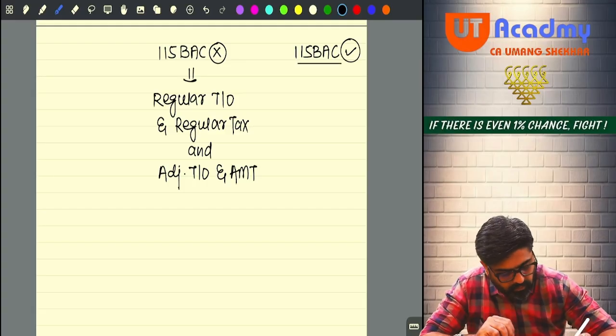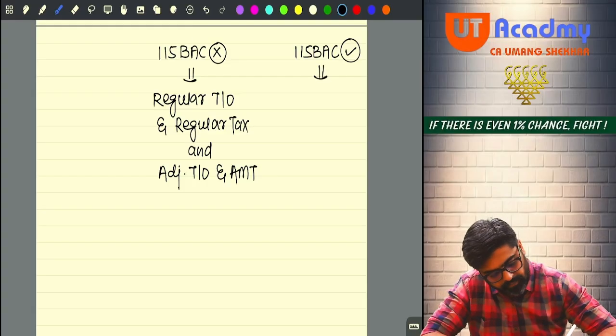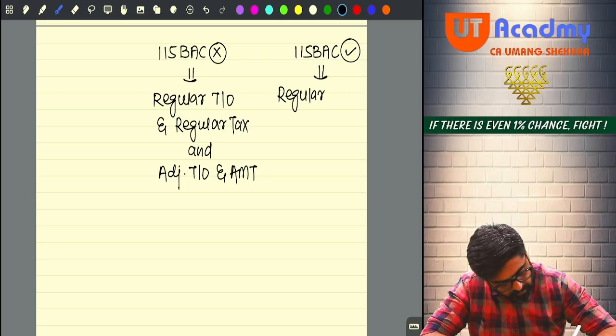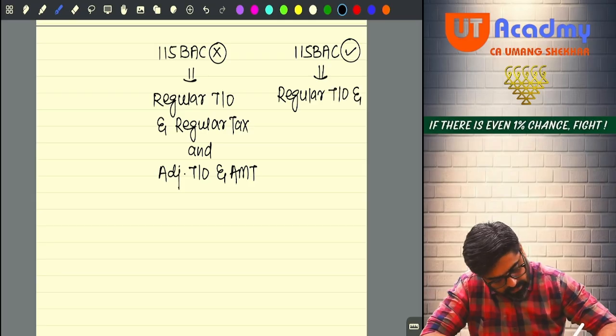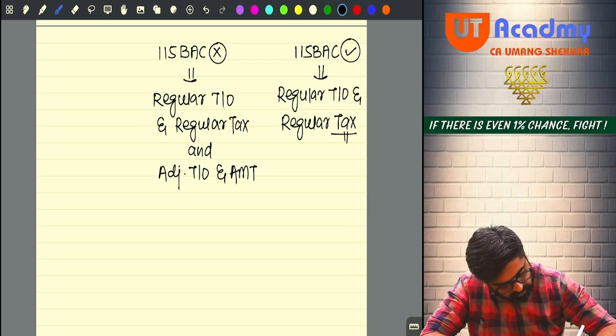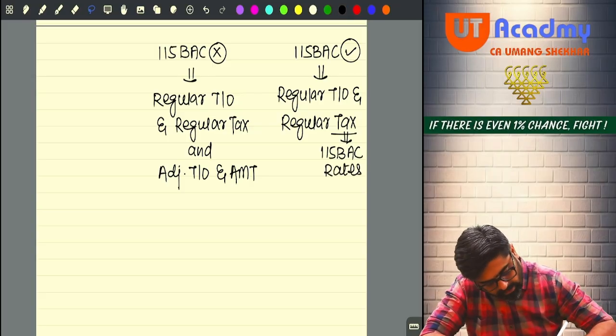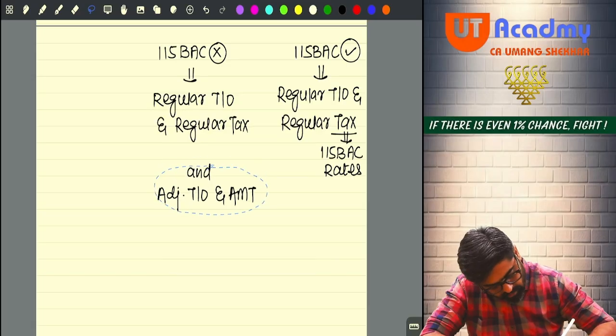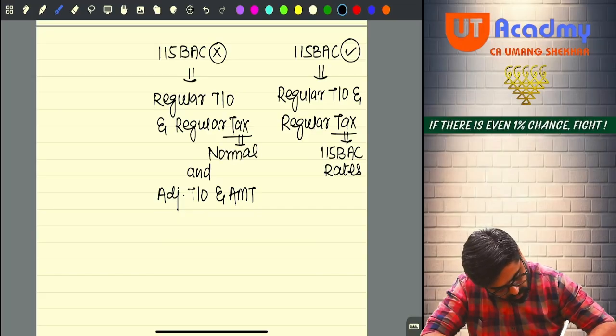But when you follow 115BAC, that time you are supposed to calculate your regular total income and regular tax, and this tax will be as per 115BAC rates. And here whatever tax you are going to calculate will be as per normal rates.